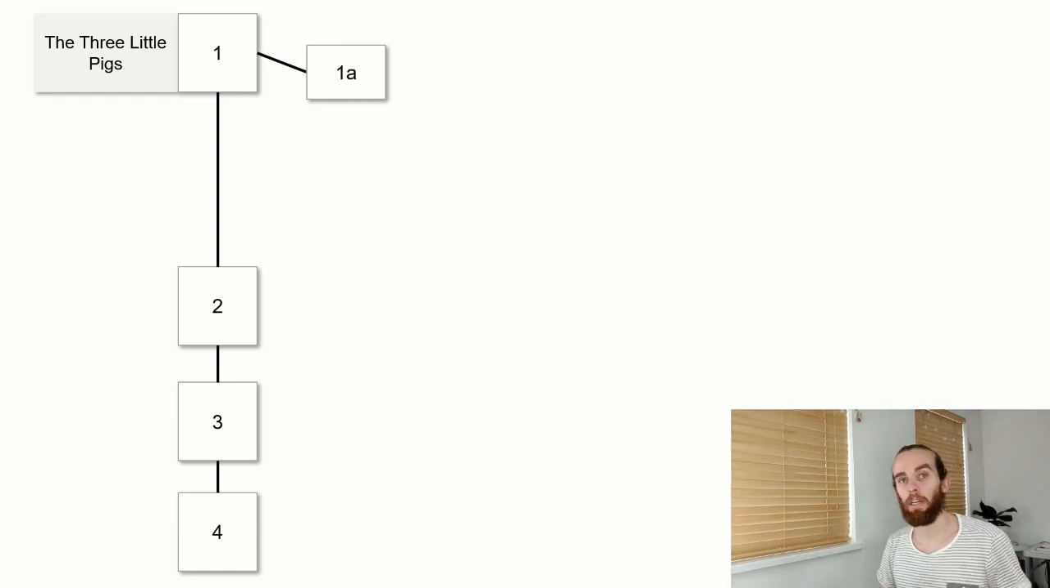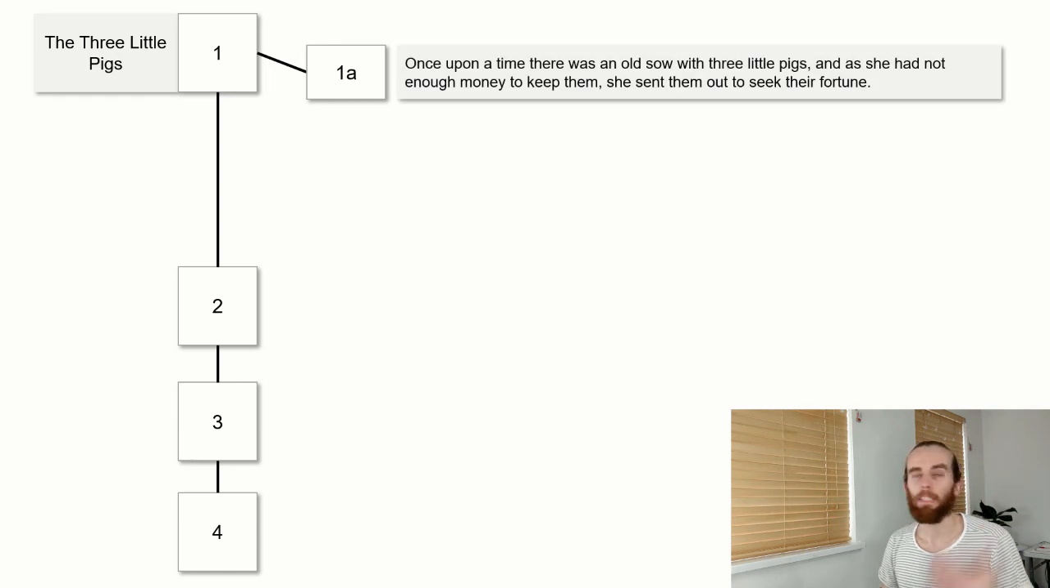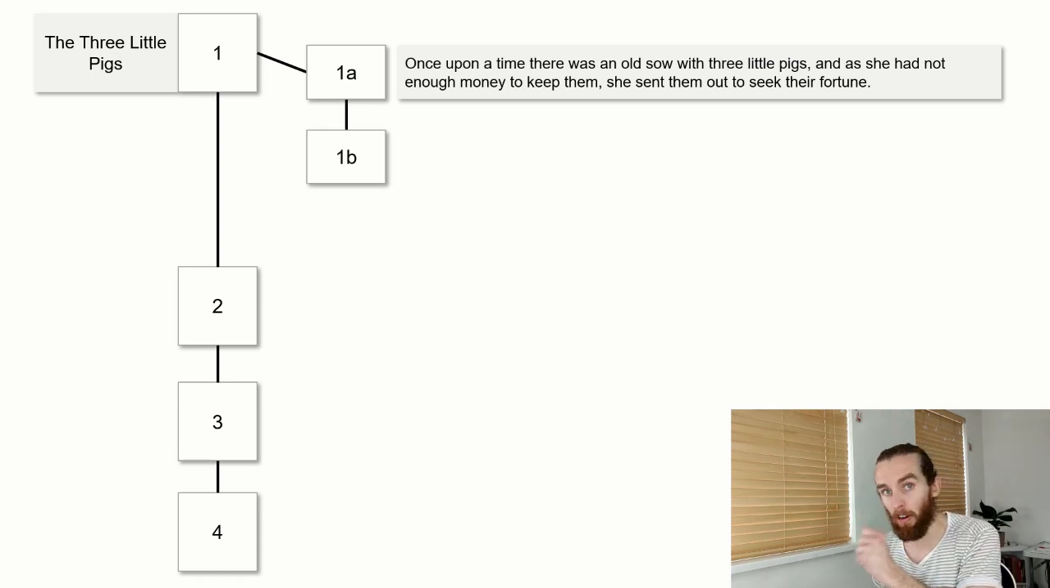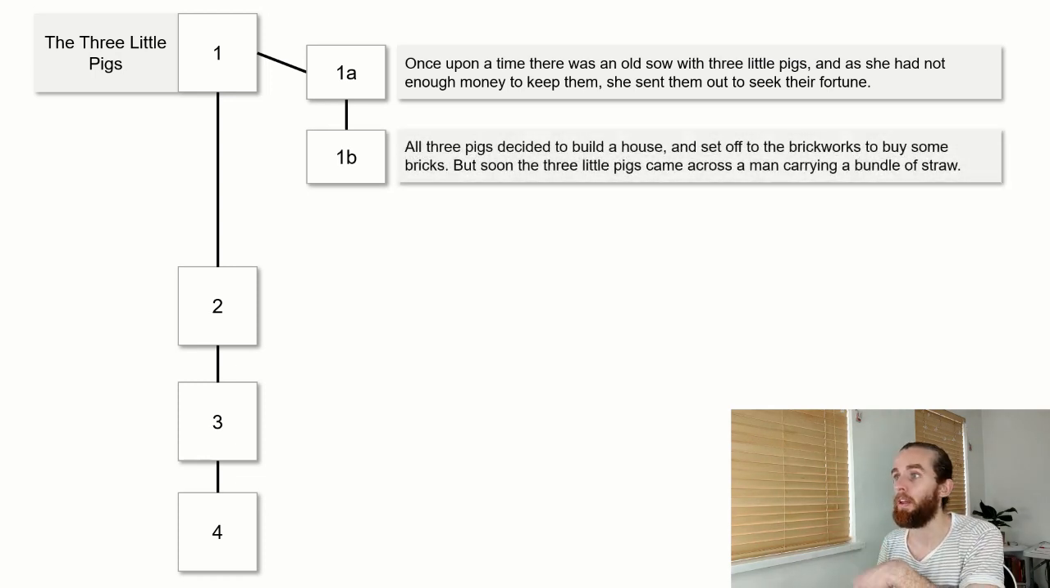He would start the story with 1A. Once upon a time, there was an old sow with 3 little pigs. And she couldn't keep them because she didn't have enough money, so she sent them out to seek their fortune. 1B would be the continuation of that thread. So the 3 little pigs decided to build a house, and that was great. But when they were walking to the brickworks, they came across a man carrying a bundle of straw.